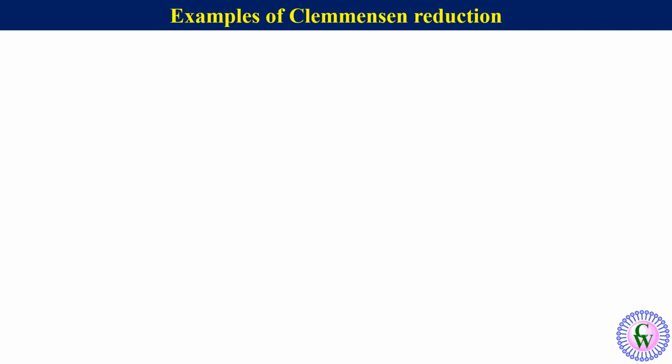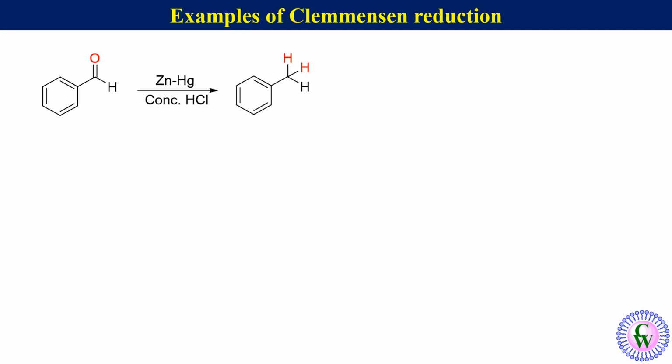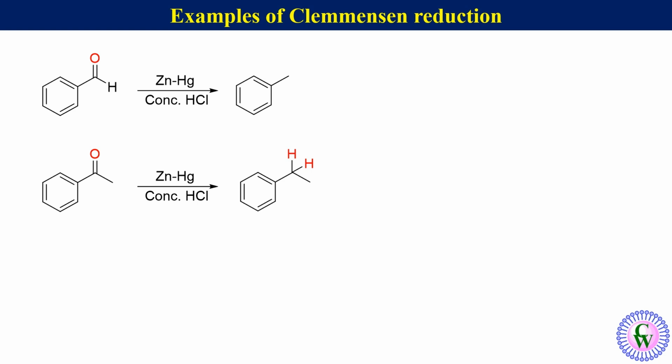Now, let's have a few examples. Reduction of benzaldehyde under Clemmensen condition. We know that in Clemmensen reduction, CO gets converted to CH2. So the product will be toluene, which can simply be drawn like this. Reduction of acetophenone under Clemmensen condition. Here also replace CO with CH2 to get the product, which is ethyl benzene.